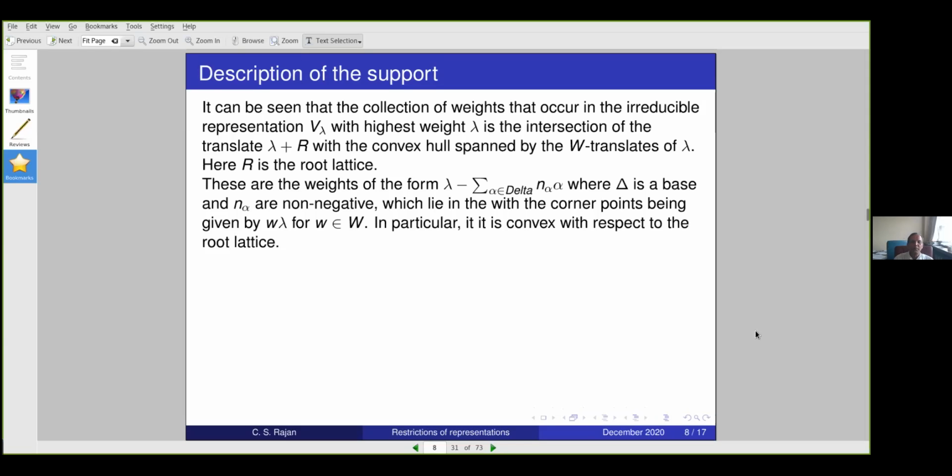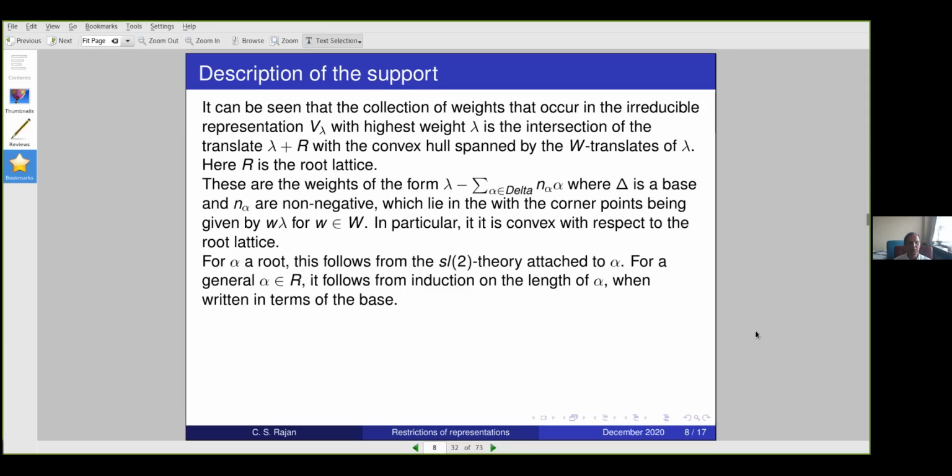And so in some sense these are the weights of the form lambda minus the summation over alpha in delta of n alpha times alpha, where delta is a base and n alpha are non-negative, which lie in the convex hull with the corner points being given by W lambda for W in the Weyl group. So in particular, it is convex with respect to the root lattice. I'm sorry, there are a lot of typos in this, but anyway.